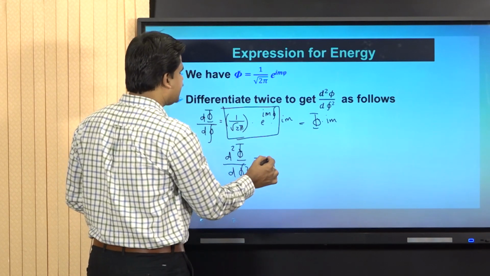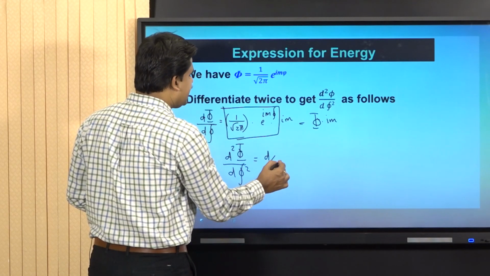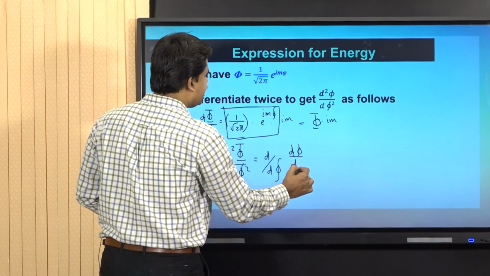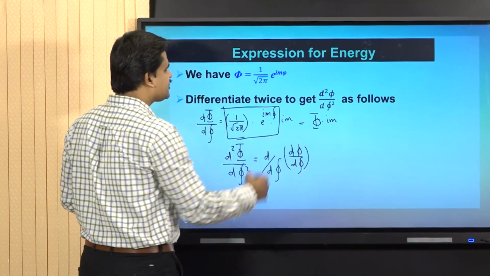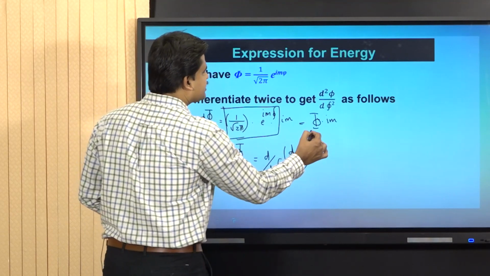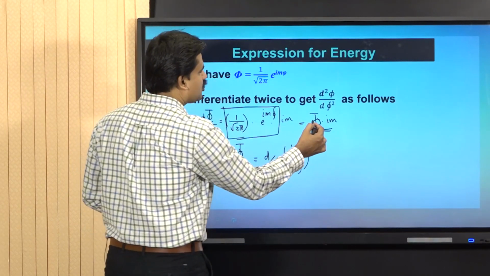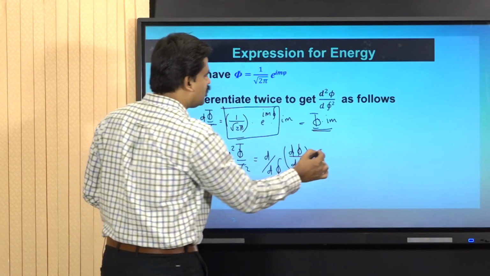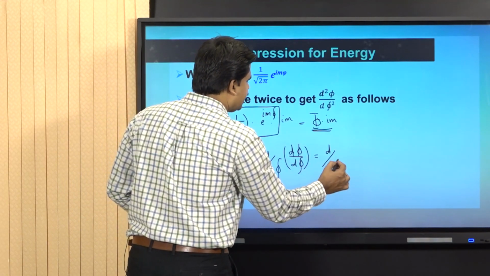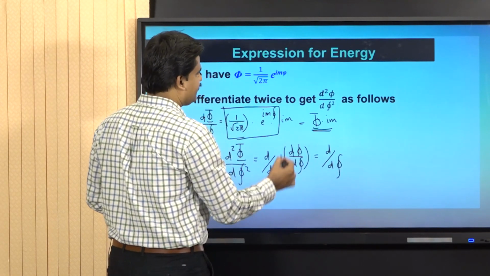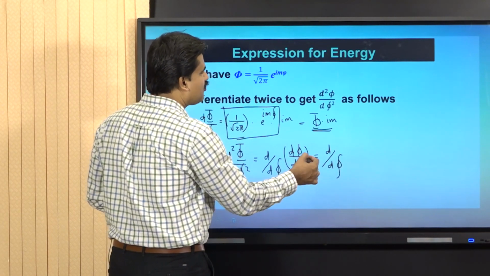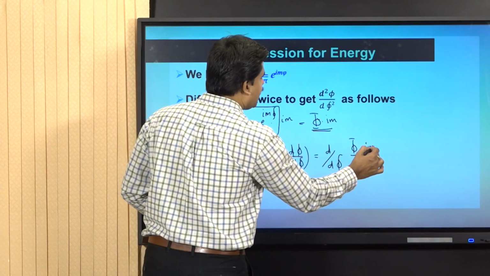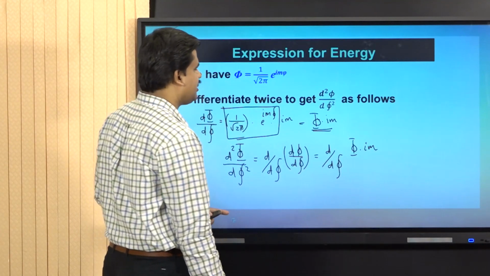Now we have to evaluate d square Phi divided by d phi square. This is theoretically d by d phi of d Phi by d phi. That is, we have to differentiate it twice. D Phi by d phi is already evaluated, that is equal to Phi into im. So d square Phi by d phi square is equal to d by d phi of d Phi by d phi. D capital Phi by d small phi is already proven as equal to capital Phi into im.